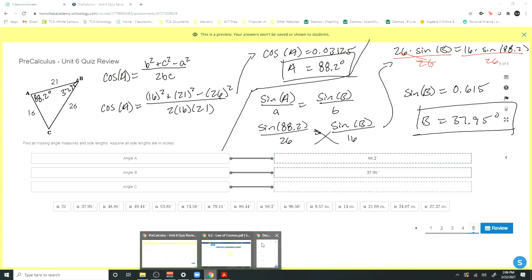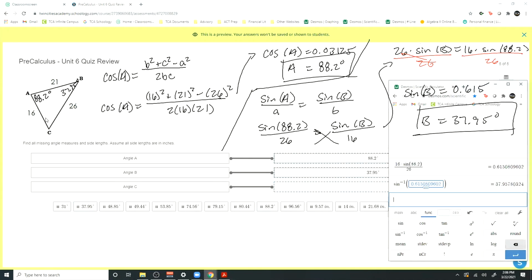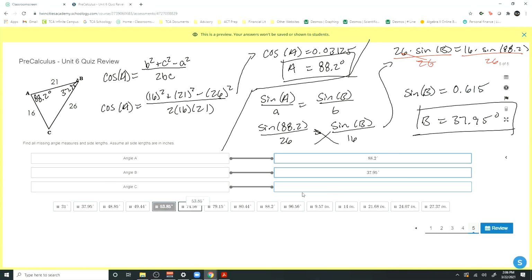Lastly, I only have one missing angle left. Luckily, I don't have to go through all this again if I don't want to. I can just say 180 minus my two known angles. So 180 minus 88.2 minus 37.95, and I get 53.85 degrees.